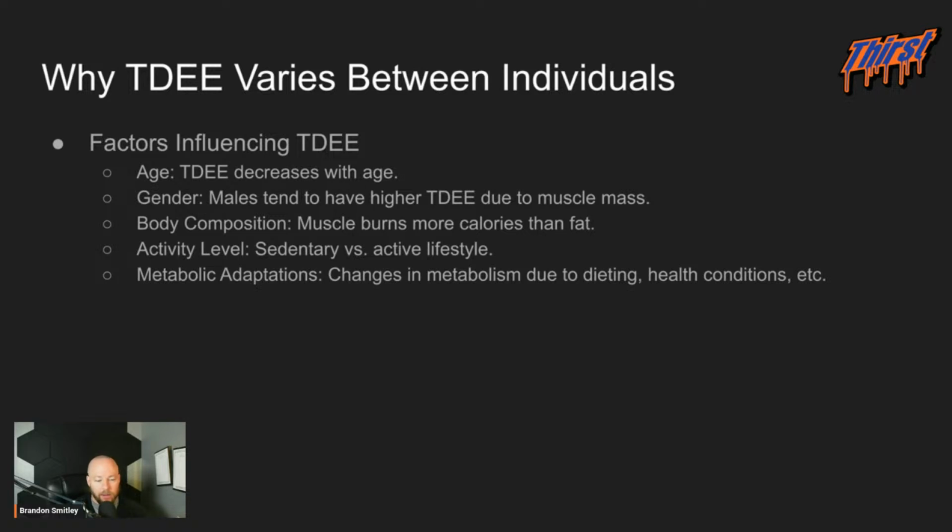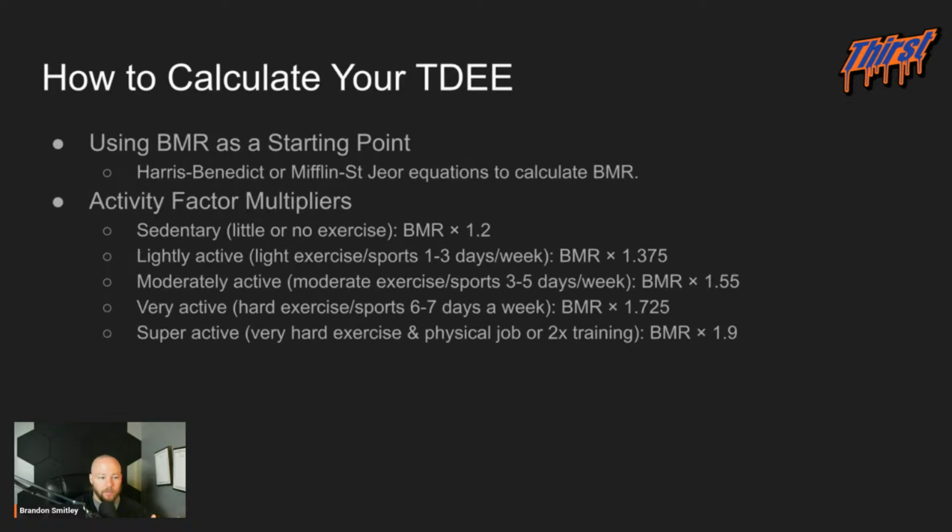Your metabolic adaptation, so changes in your metabolism due to dieting, health conditions, etc., will all factor in, again, towards your total daily energy expenditure. Again, that just comes down to all metabolic-based stuff. So it's all very similar to BMR. We're just going to have an uptick because we're now factoring in activity level.